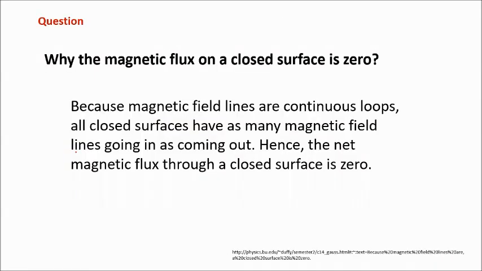So magnetic field is sometimes called flux density. Now, my question dito, why is it that the magnetic flux on a closed surface is 0? So the answer, the magnetic flux in a closed surface is 0 because the magnetic field lines are continuous loops. All closed surfaces have as many magnetic field lines going in as coming out. Hence, the net magnetic flux through a closed surface therefore is 0.